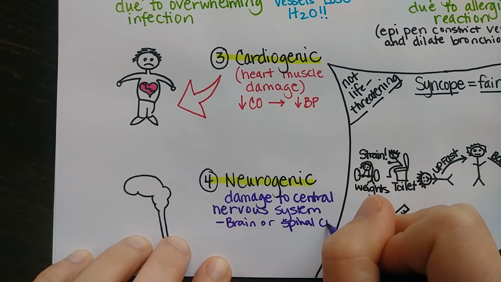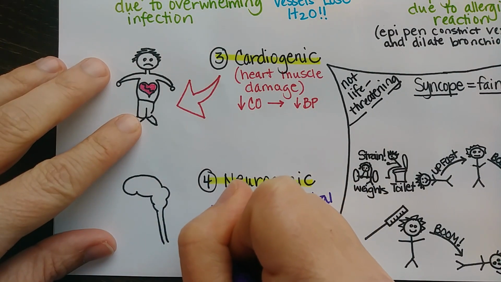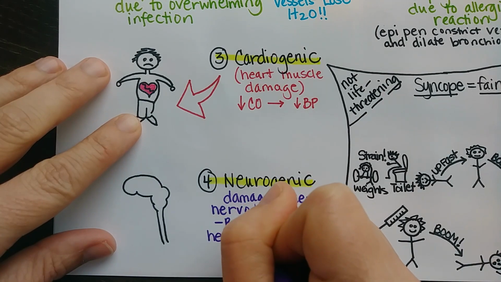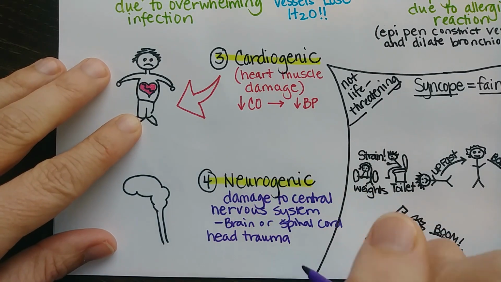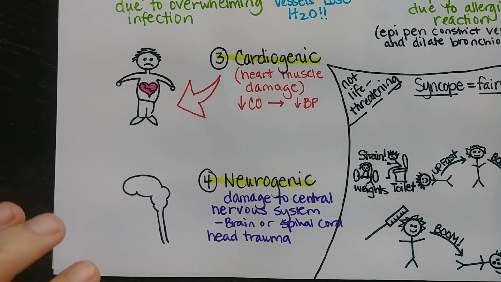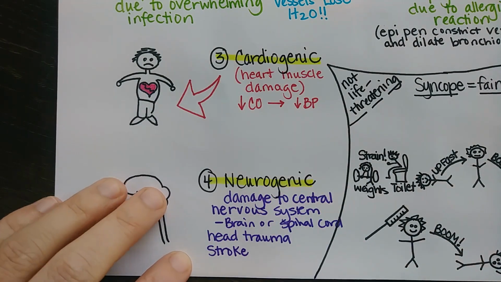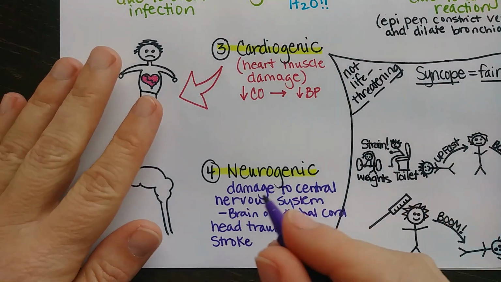And the times you're going to see something like this is if someone has, let's say, had head trauma, maybe a car accident that damaged the vasomotor centers of their brainstem, so they're not able to keep their blood vessels constricted properly. A stroke could have damaged parts of their brain that do that, or a spinal cord injury.